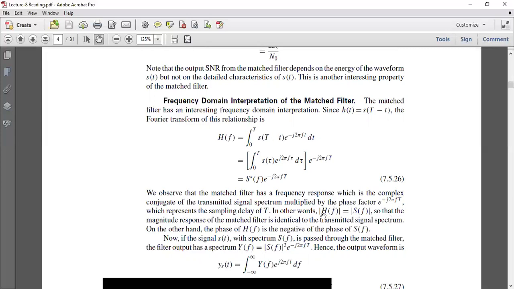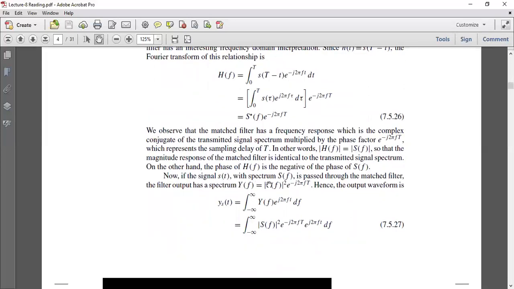In other words, H(f) magnitude is equal to just S(f), because this component will become 1. So we are left with the filter frequency response being nothing but S(f), so that the magnitude response of the matched filter is identical to the transmitted signal spectrum.